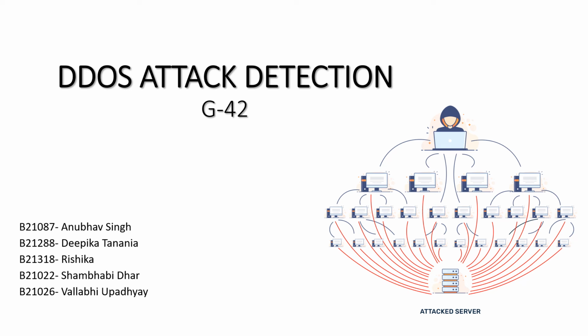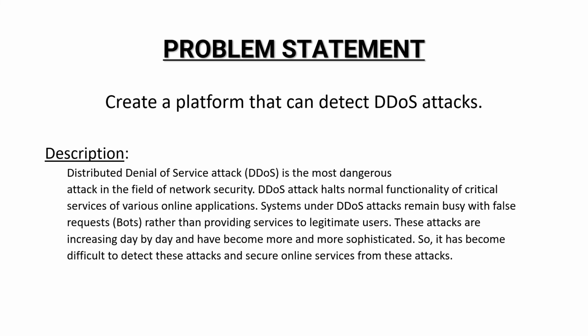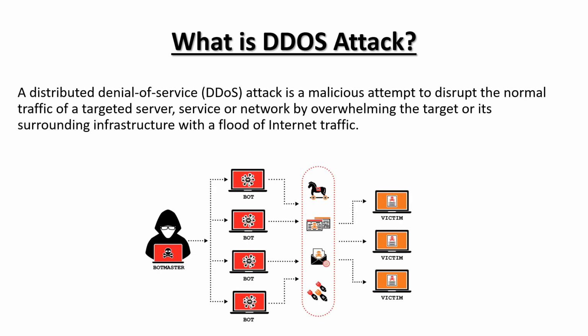So let's get started. The title of our project is DDoS attack detection. DDoS, or distributed denial of service, is one of the most dangerous attacks in the field of network security. So let's first discuss what a DDoS attack is and how it works. It is a malicious attempt to disrupt the normal traffic of a targeted server or network by overwhelming the target with a flood of internet traffic. It is carried out with a network of IoT or internet-connected machines.